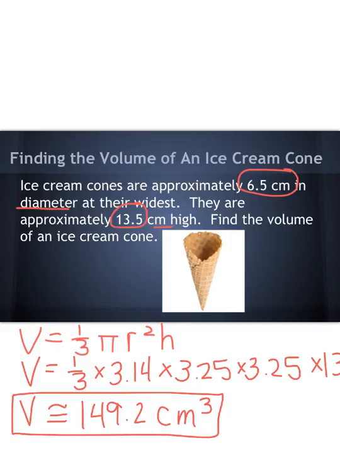Here I've shown my work. I took 1/3 times pi times the radius once times the radius twice times the height. I rounded that and I ended up with approximately 149 2/10 cubic centimeters.